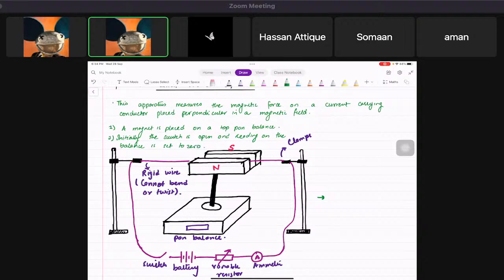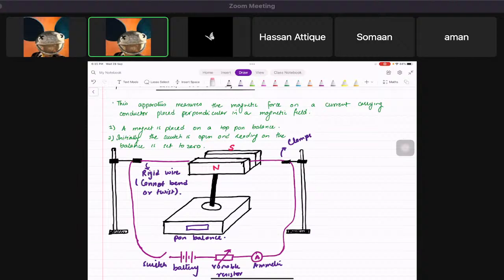So why do we want to do this? Because when the switch is open, the balance is going to show you the weight of the magnet that is placed on top of it. So if you set it to 0, it means now the balance won't read anything. It will ignore the weight totally, and now we're going to look at exactly what's going to happen to the force that will act on the wire or the magnet when the switch is closed.